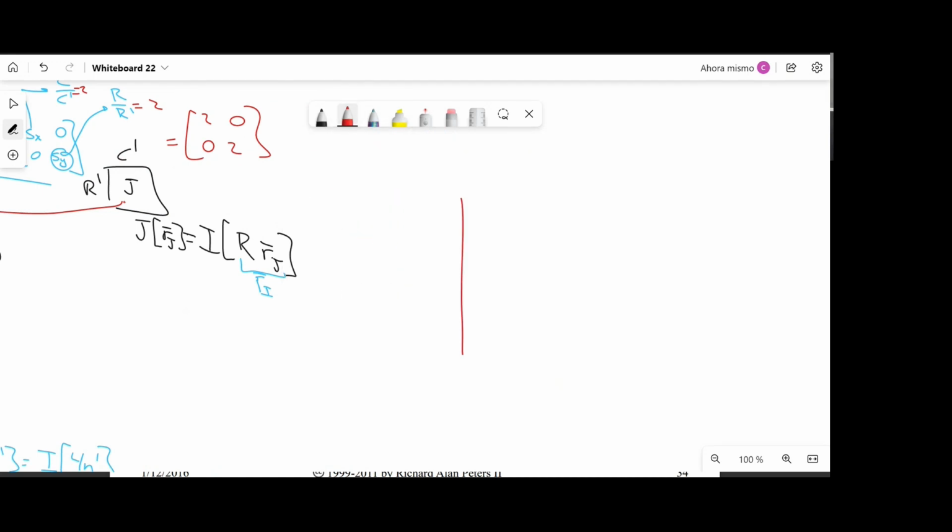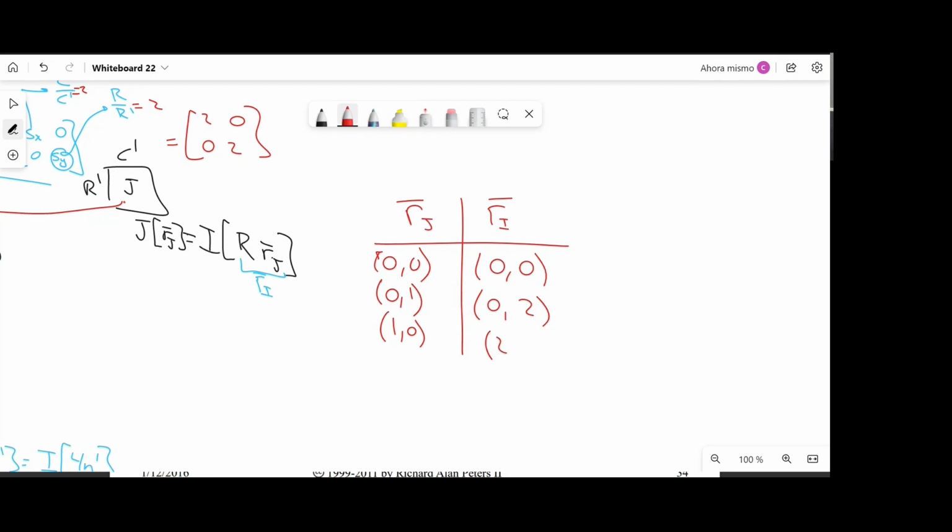This is good color. I will write now table Rj I. Now I take the value, I coordinate 0, 0. Where is it coming from? I have to multiply by that matrix, so that is coming from 0, 0. Now I have 0, 1. So 0, 1 is coming from 0, 2. And 1, 0 is coming from 2, 2. And 1, 1 is coming from 2, 0. And 1, 1 is coming from 2, 2. And 1, 2 is coming from 2, 4.